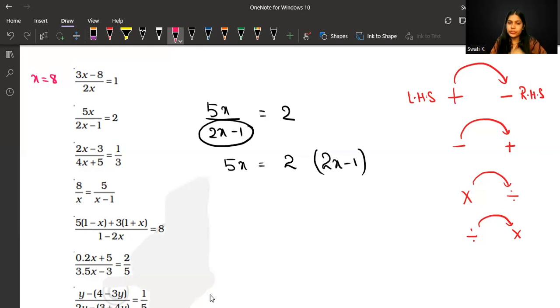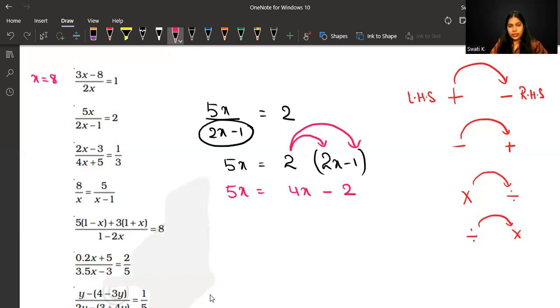So 5x as it is. Now here I'll be using a distributive property. What is the meaning of distributive property? Simply you have to multiply this with this, and then you have to write down the sign, and then you have to multiply this with this. That is the distributive property. So 2 times 2x will become 4x because 2 times 2 is 4, and then x as it is, minus 2 times 1 is 2.